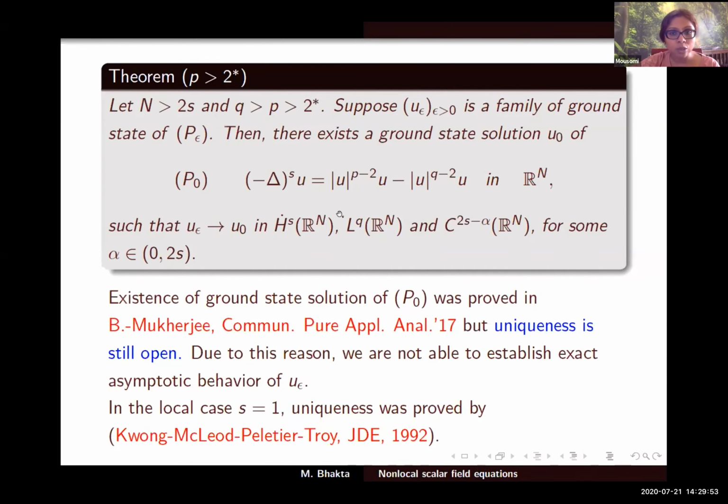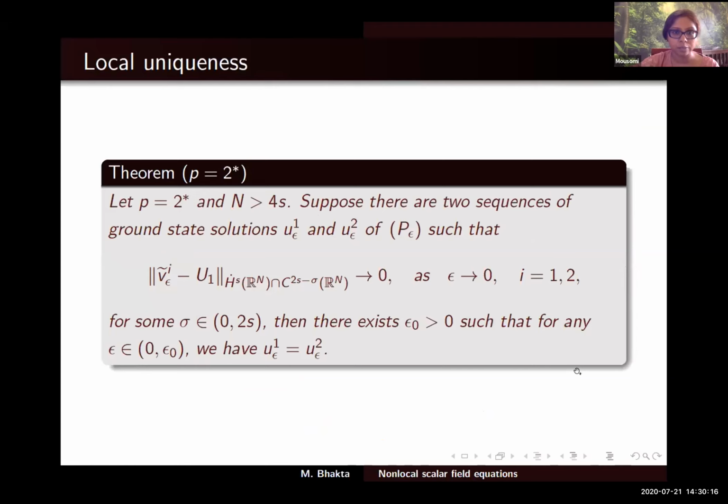Existence of a ground state solution for this equation was proved with my former student Devangana Mukherjee in 2017, but uniqueness is still open. In the local case, s equal to 1, uniqueness was proved by Ni, McLeod, Peletier and Troy in 1992 using ODE techniques, which do not work in the case of the fractional Laplacian.